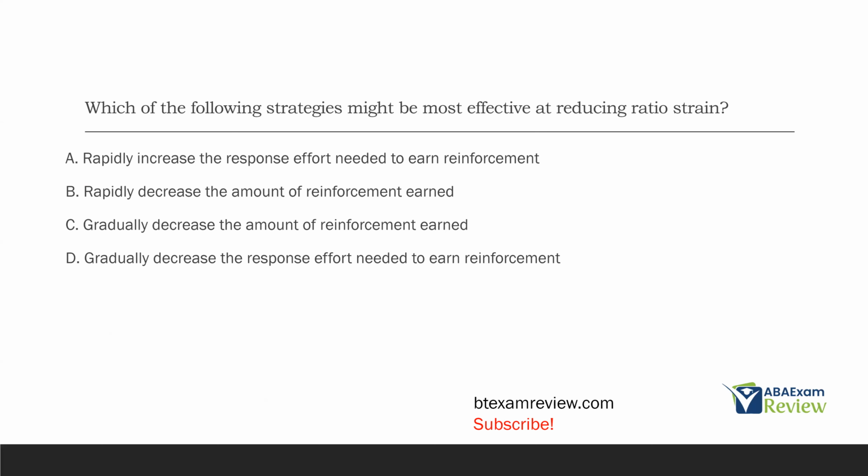And then D, gradually decrease the response effort needed to earn reinforcement. Well, this way we're thickening the schedule. We're offering more reinforcement. We're making it easier to earn reinforcement. That's not going to necessarily cause ratio strain. It might cause satiation, but it's not necessarily going to lead to ratio strain. If we want to reduce ratio strain and we want it to be effective, we've got to C, gradually decrease the amount of reinforcement earned. And the key word there is gradually.